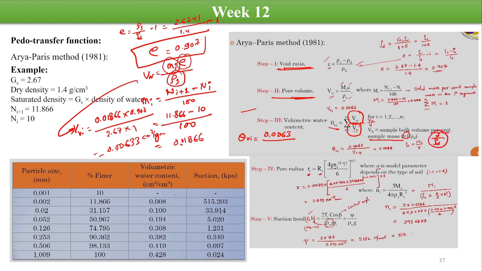How can we determine the sample bulk volume? For per unit sample mass, it's going to be mass upon density, so for per unit, it's going to be 1 upon rho d. Rho d we have already determined, that's going to be 1.4. So we'll multiply by 1.4. Let's see how much we are getting. 0.0063 multiplied by 1.4 is going to be 8.82 into 10 to the power minus 3. This will be equal to 0.0088. This is the volumetric void ratio.